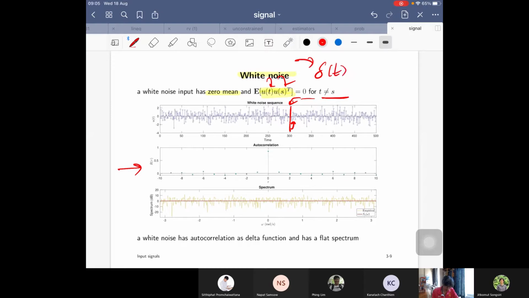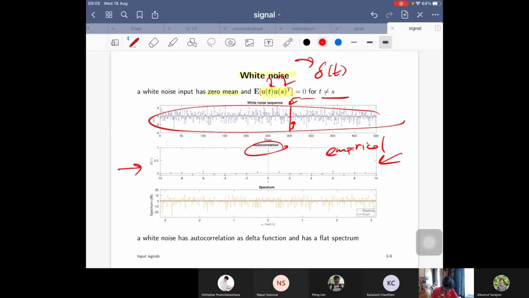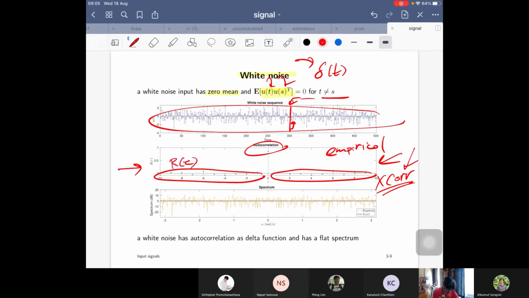We know that the autocorrelation is theoretically a delta function, and this is what we plot. This is the empirical function that I computed on the computer. I get this sequence and use the correlation command, I think it's xcorr in MATLAB. You should try it. You see that the autocorrelation values are very small when tau is not 0.